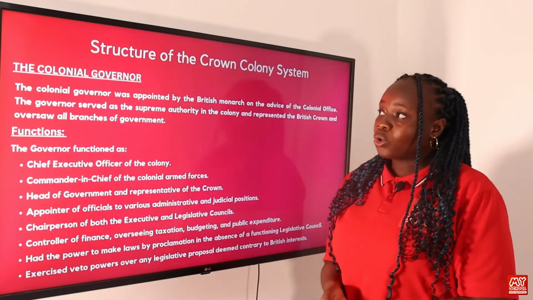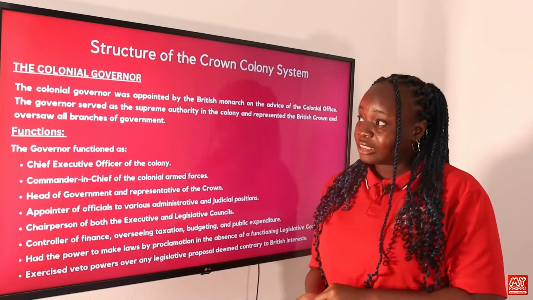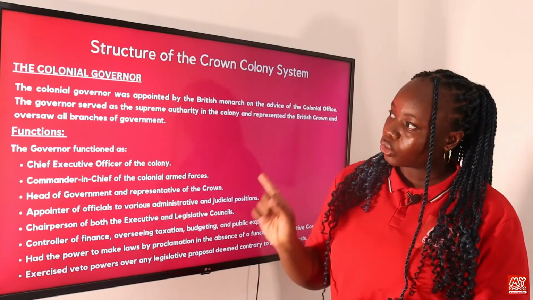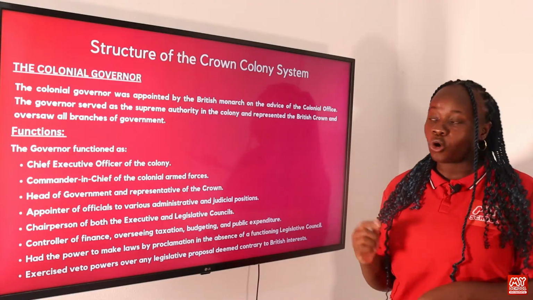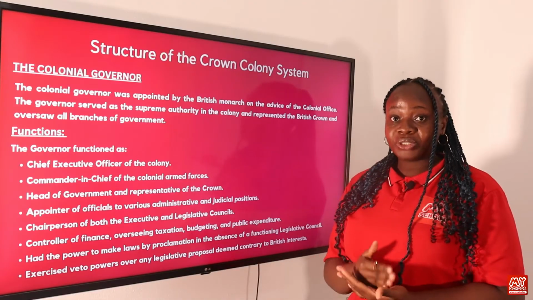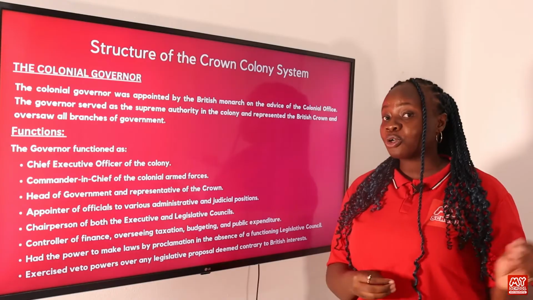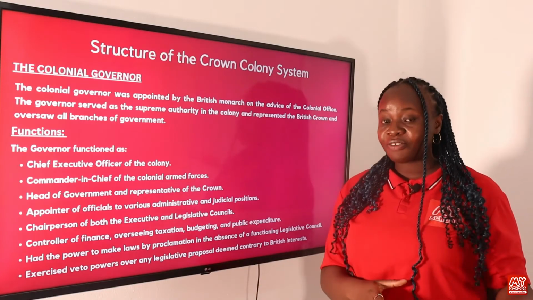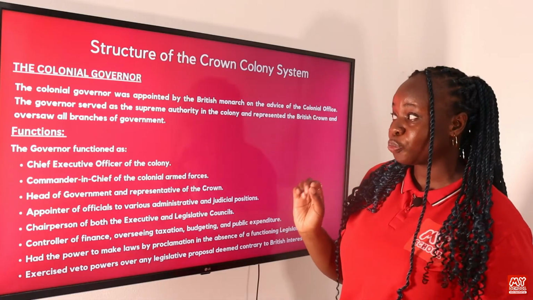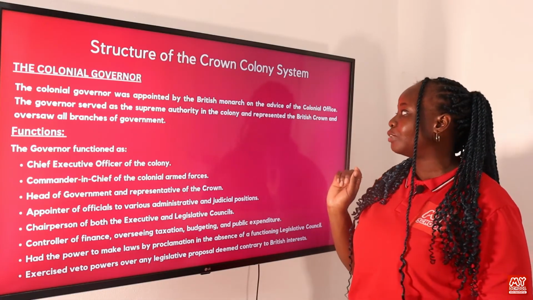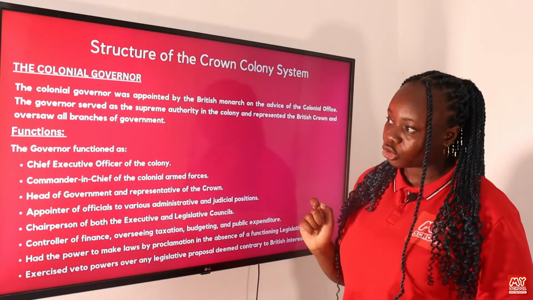All right, we're going to discuss the colonial governor and its functions within the Nigerian society. So the colonial governor was appointed by the British monarch on the advice of the colonial office. There was a colonial office in Britain that helped to govern various colonial territories, both in Africa and some parts of Asia. The governor served as the supreme authority in the colony, represented the British Crown, and oversaw all branches of government.